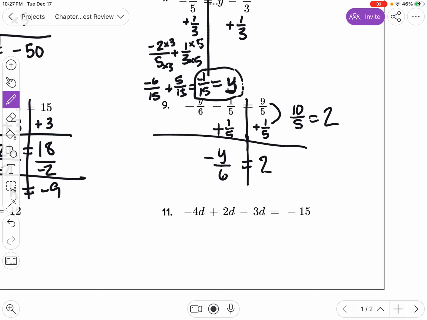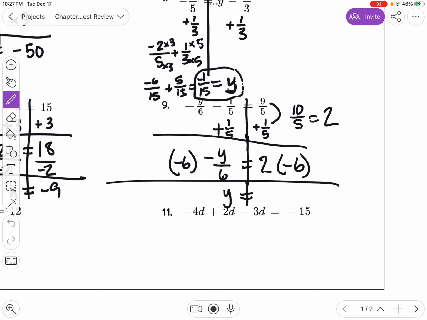To get rid of this negative and the 6, we're just going to multiply by negative 6 on both sides. That will take care of both problems. I get y is equal to 2 times 6 is 12. Positive times negative is negative.